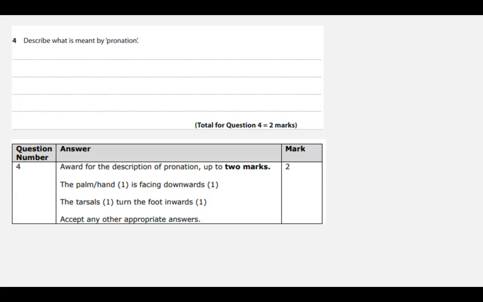So the answer: the palm or hand facing downwards. Remember I said in lesson, prone is facing down, and supine is facing up. So describing pronation would be palms facing down. Describing supination would be palms facing up, similar to supine, lying face up or lying on your back.